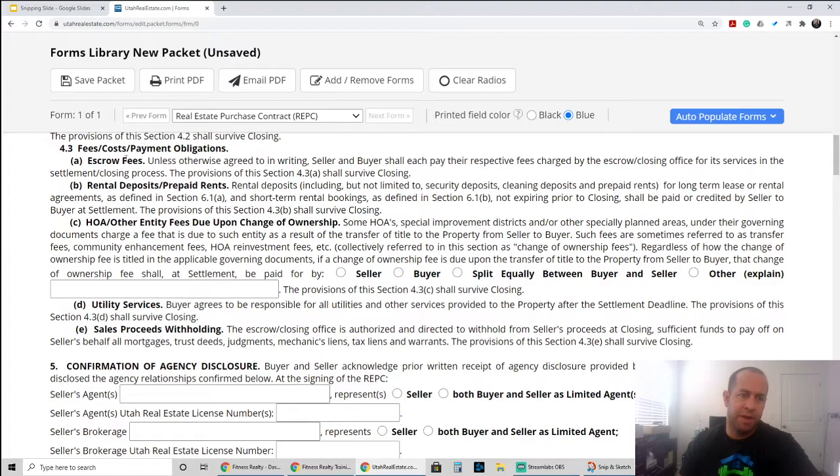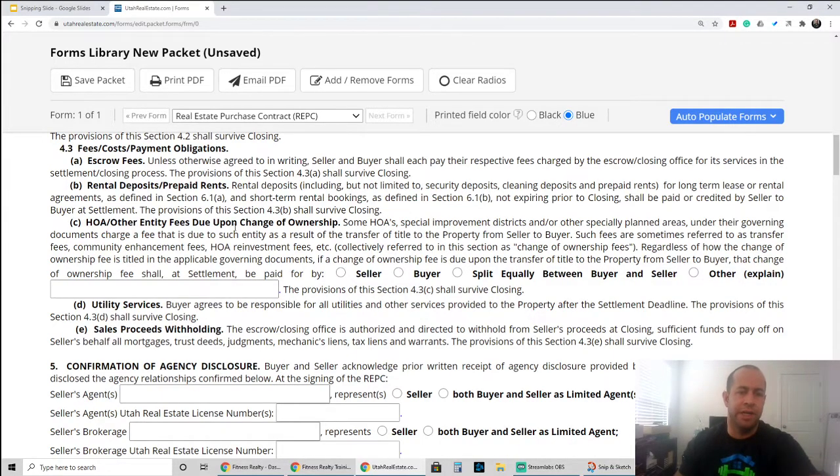Fees, costs, payment obligations. You have escrow fees. Who's paying for what? Rental deposits, if it's going to be split. Sometimes, like if you're buying an Airbnb and it has a few more rentals, who gets that income, stuff like that. When you're going down those rabbit holes, it's very specific to what those types of businesses are doing. So just be aware, gain all the knowledge and information, pass that along to your clients. Let them choose.